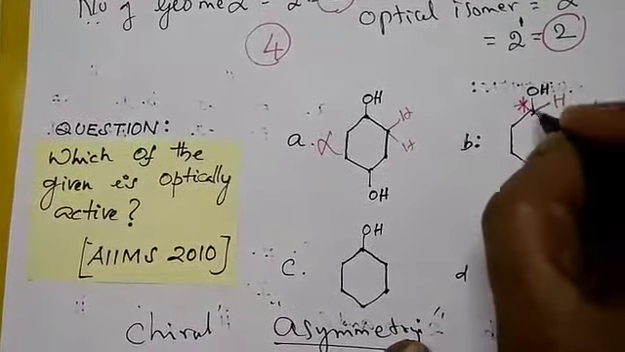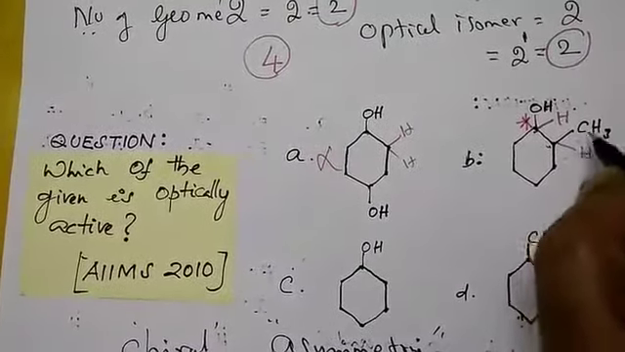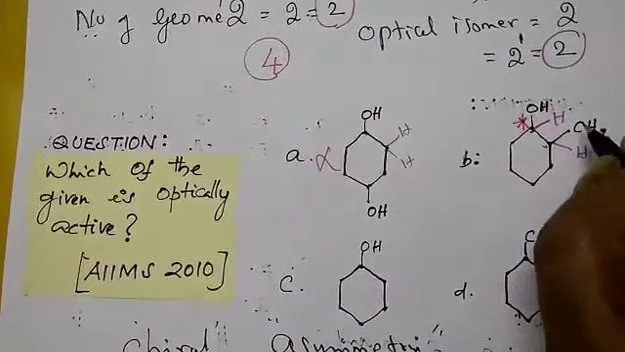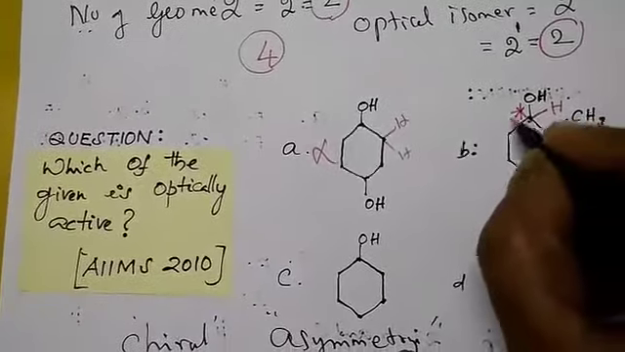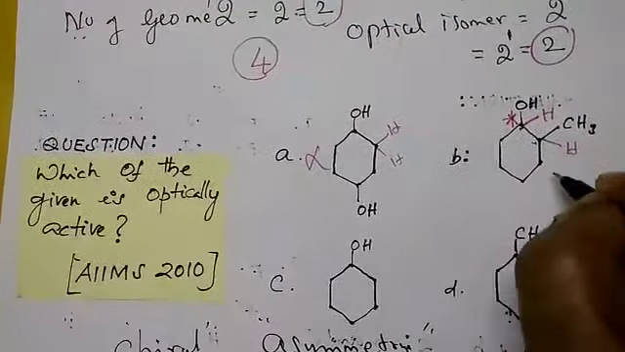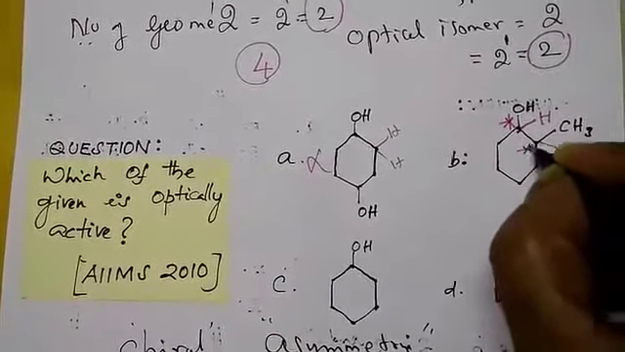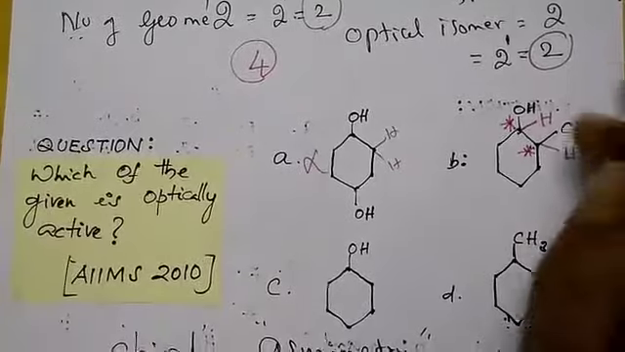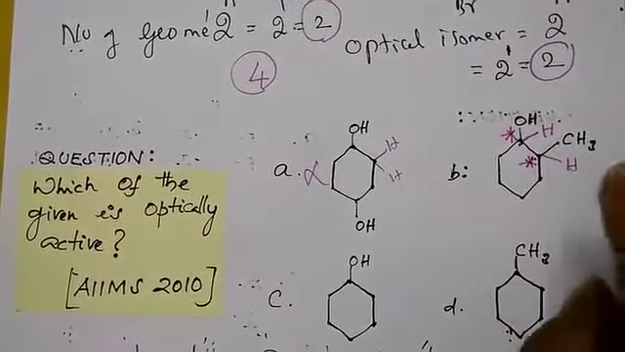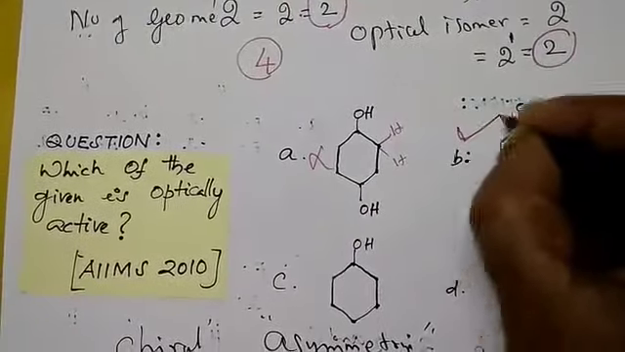With the same logic, I complete this carbon. Coming to this carbon, it has one hydrogen and one methyl group. On this side we come to a carbon with OH, and on this side to a carbon with CH2. So this carbon is also asymmetric. Now the question is which of the following is optically active? So B is optically active.